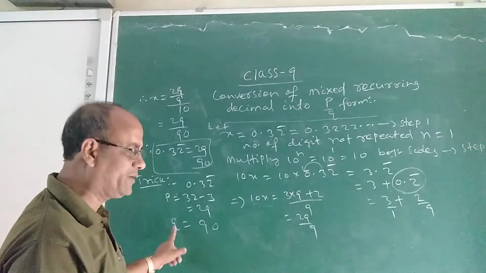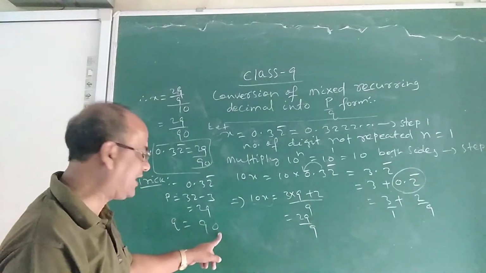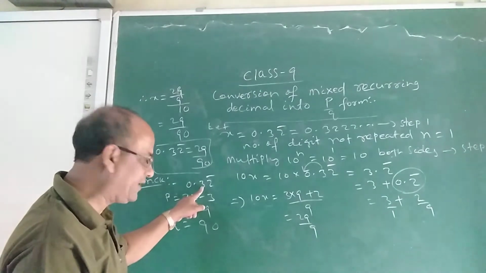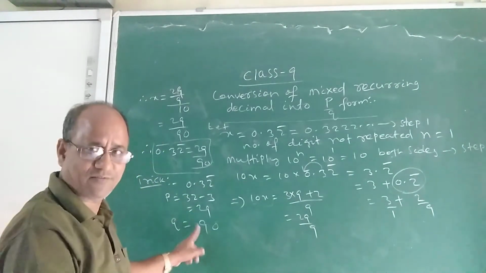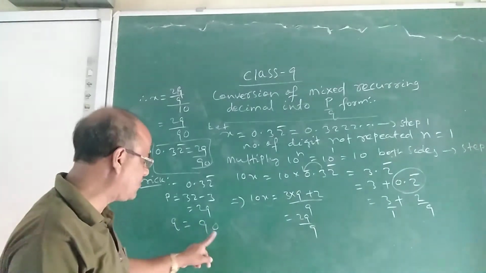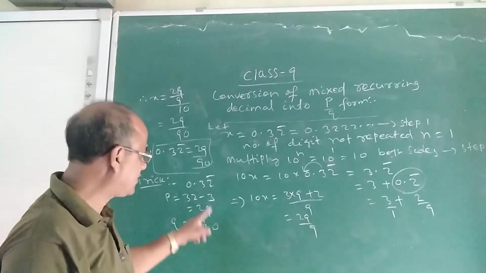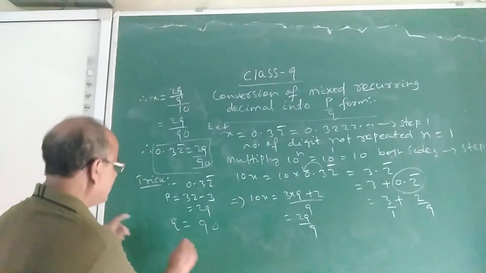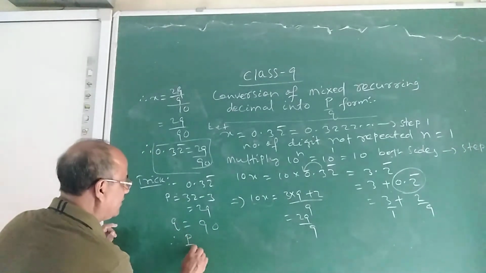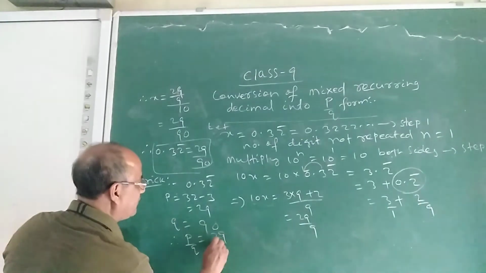Then what will be the denominator Q? It will be 90. Why 90? Because one digit is not repeated. So to the right of 9, 9 is fixed. To the right of 9 you have to place 1 0, because one digit is not repeated. So Q will be 90. Therefore, P by Q will be 29 by 90.